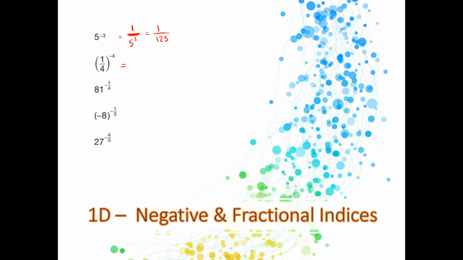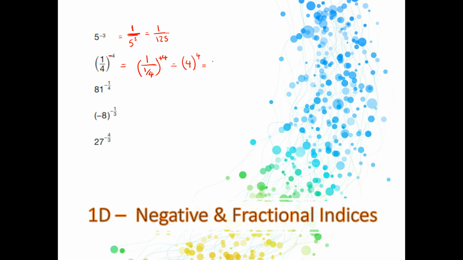The next example, I would first of all get rid of the minus in the power by writing the fraction as its reciprocal. 1 over 1 over 4, that is 1 over a quarter, is going to give us a 4. So I write this as to the power of plus 4. Notice I changed the minus sign in the index to a plus sign because I am taking the reciprocal of the original fraction. So 1 over 1 over 4 will give us a 4, and the power is 4.